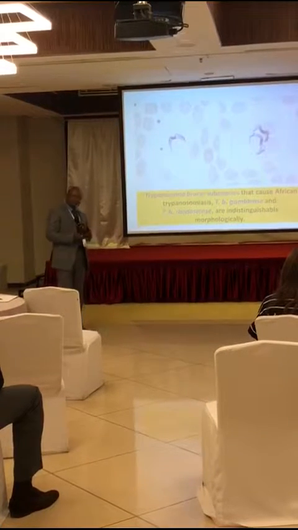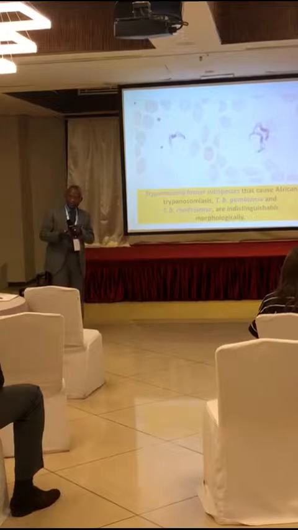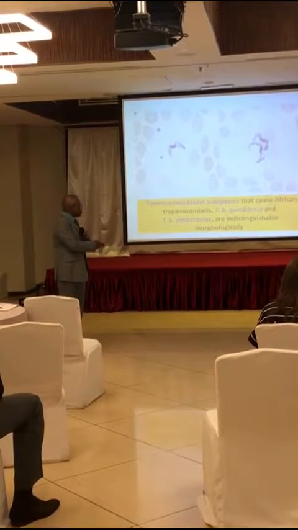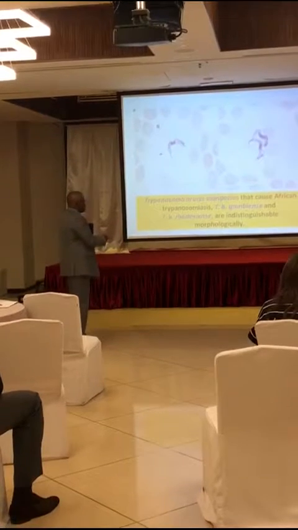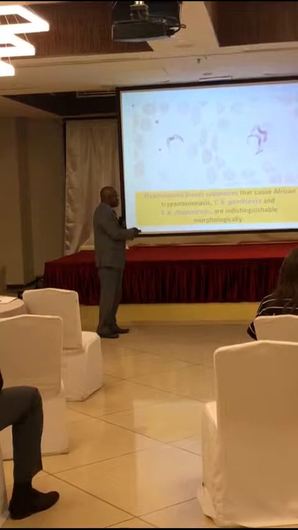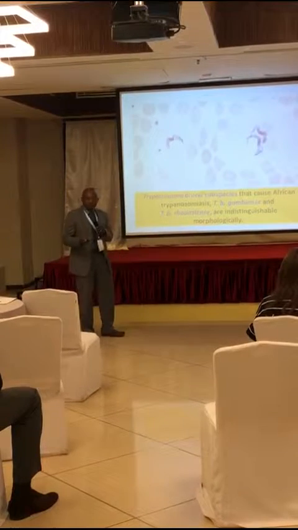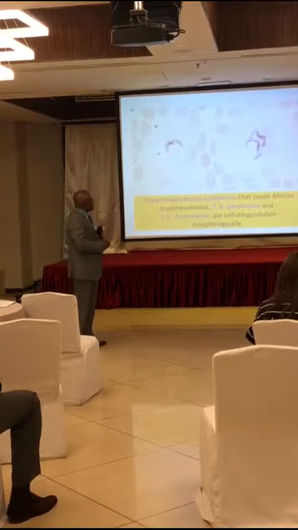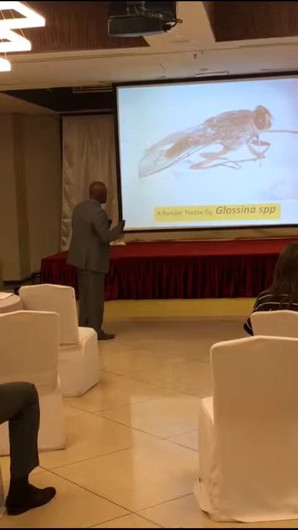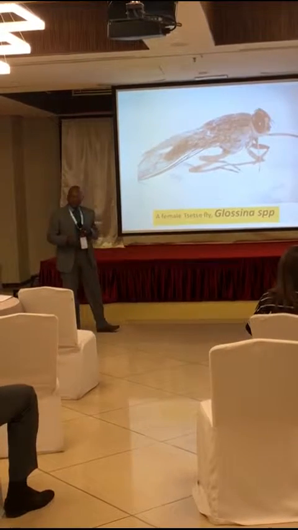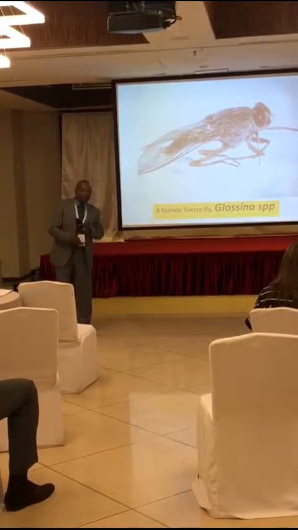There are two types of the parasite. That is the protozoa, Trypanosoma species, subspecies, that are found in Africa. T. cruzi and T. rhodesiense are quite indistinguishable morphologically, so you cannot differentiate them morphologically. This is the tsetse fly. It is a female Glossina species fly that transmits the disease.